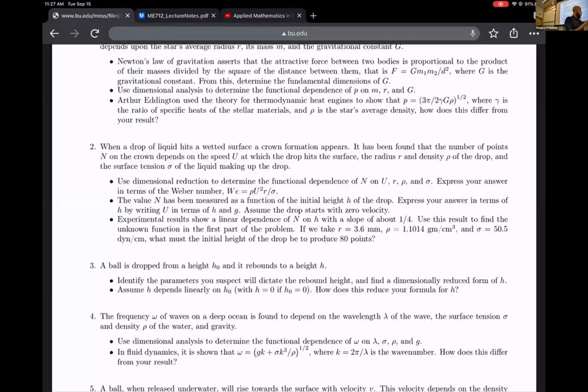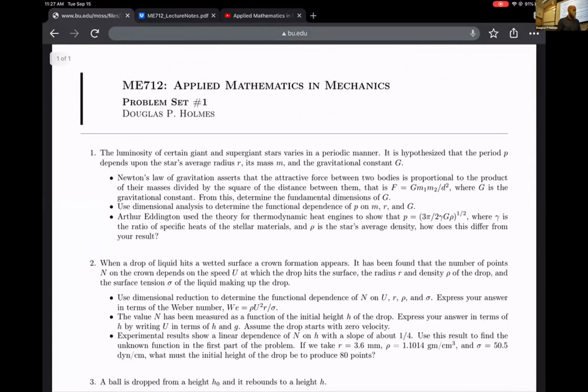Okay, this is the problem on the luminosity of giant and supergiant stars. The hypothesis was that the period depends on the star's average radius, its mass, and the gravitational constant G. So we start with Newton's law of gravity, and from this, determine the fundamental units or dimensions of G. Then use dimensional analysis to determine the dependence of P on the three parameters: mass, radius, and gravitational constant. And then, one of the more important points, compare what you found to the actual problem that was solved analytically by Arthur Eddington. Let me turn this back over to you.